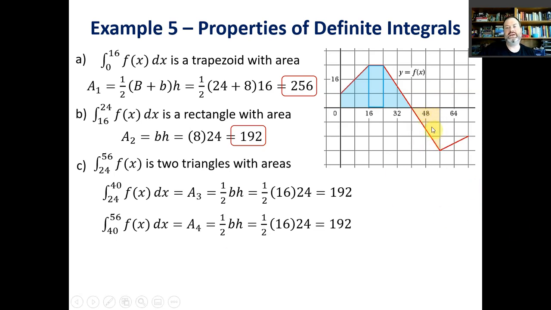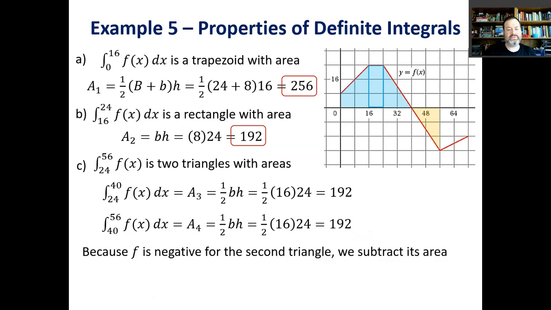The function here is negative. Look at what we have. We have the area from 24 to 40. That's this blue part right there. I'm calling that A3. It's just 1/2 base times height. So it's 1/2 times 16, the base, times 24, the height, so it's 192. This other triangle is actually the same size, so everything's exactly the same. But we can't add these together, because the function is negative down here.